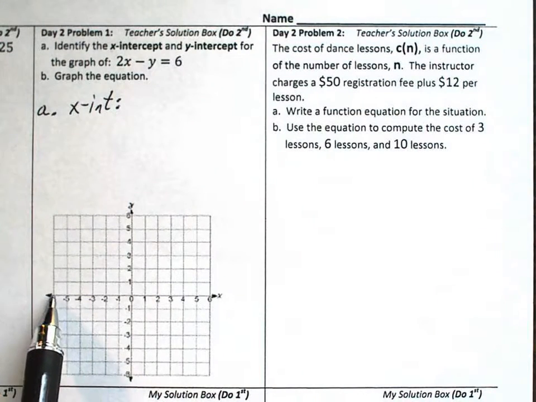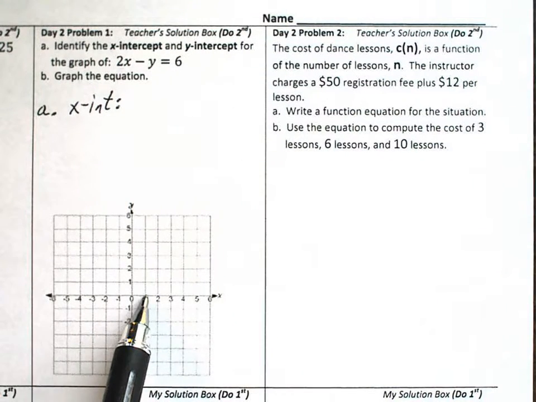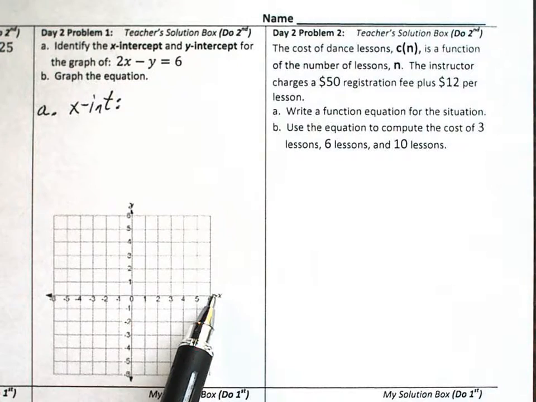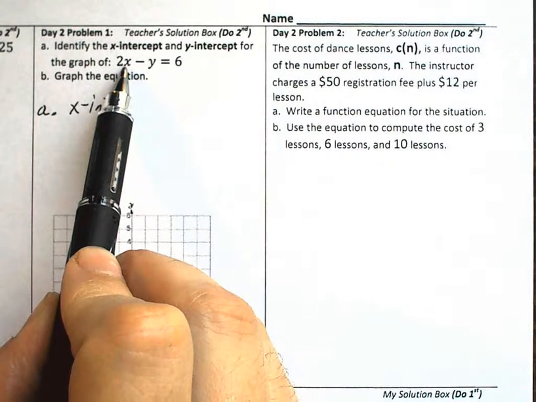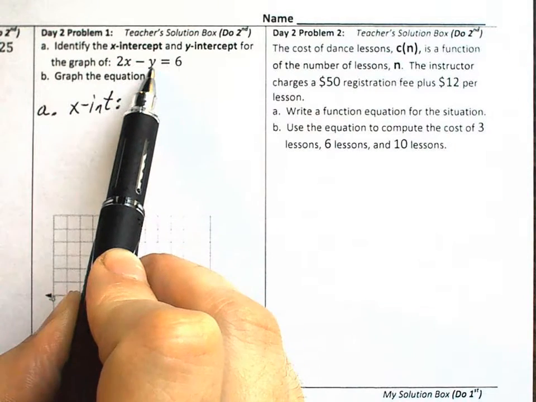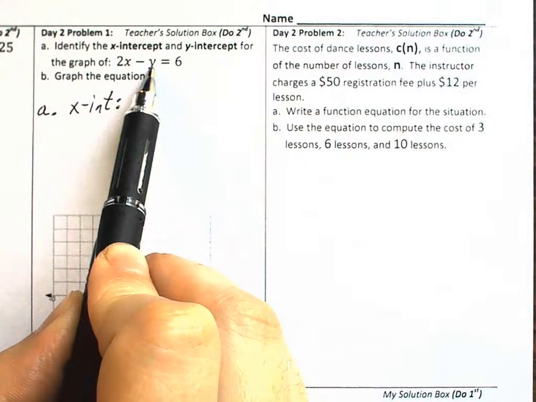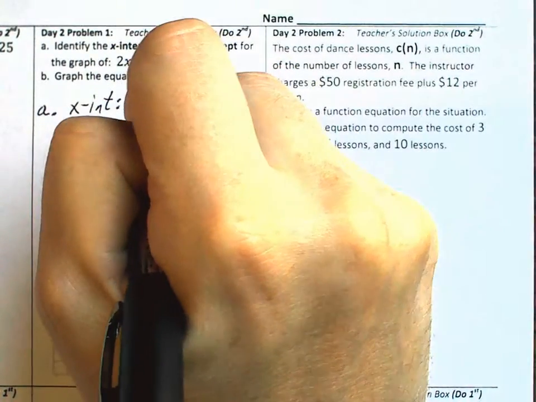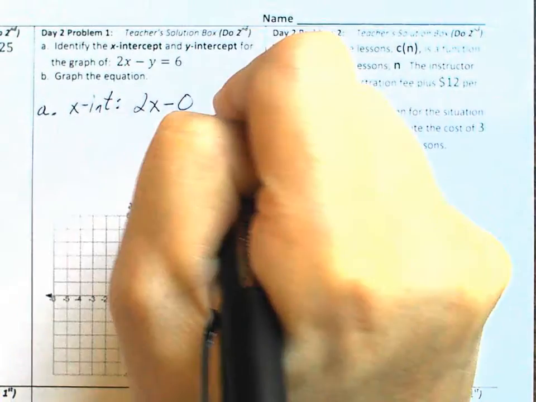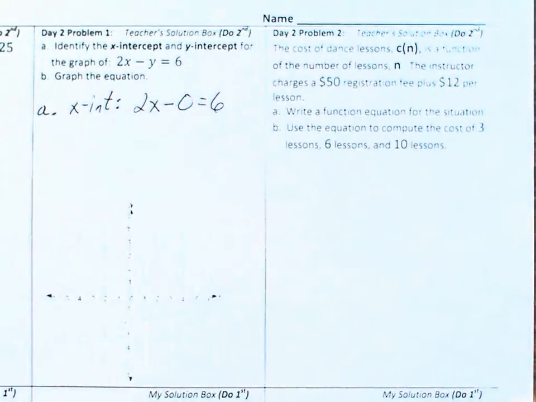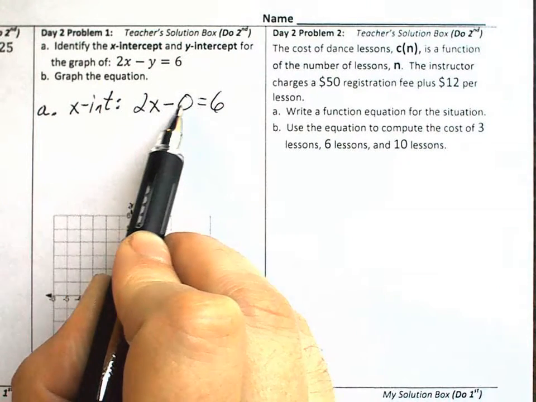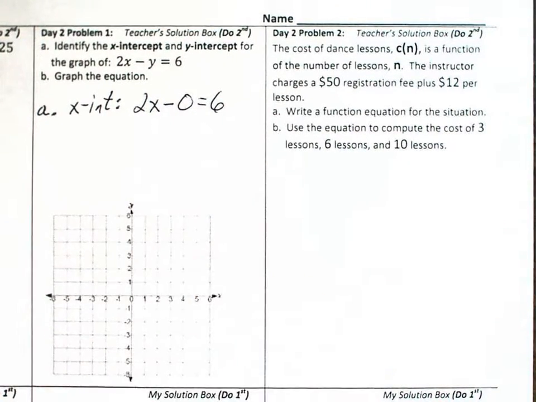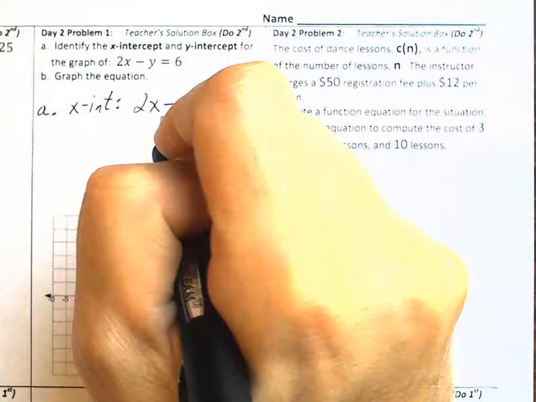Any dot on the x-axis will have a y-coordinate of 0. And so to find the x-intercept of a line, we can take its equation and put a 0 for the variable y. So 2x subtract 0 equals 6. This creates an equation that has only the letter x in it. We can solve this equation and know the answer for x.